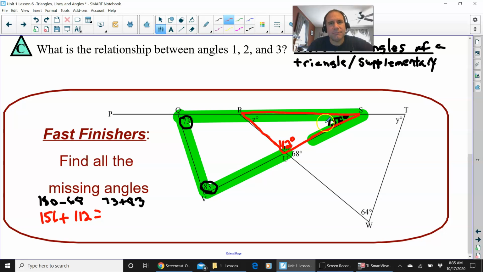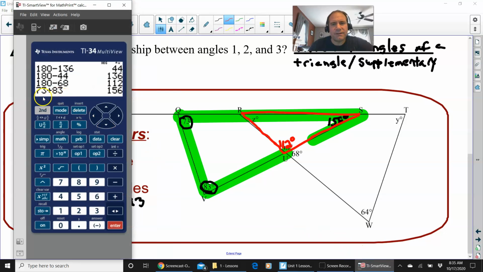This can't be 156. Let's try it again. I have 73 plus 83, 156, and I didn't do anything else. What else do you have to do to get the missing angle? Yeah, you have to take 180 minus 156. So you see, these things that I'm doing incorrectly, that's exactly what a lot of people do incorrectly.